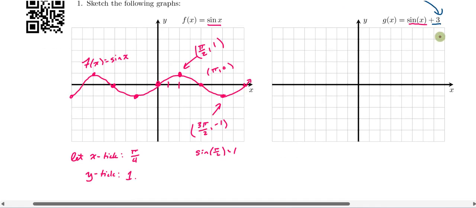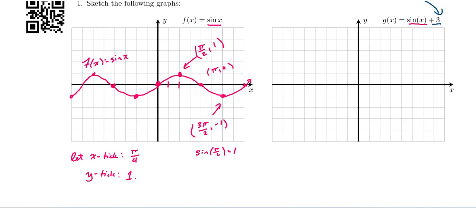Let's just check that. So, for example, let's go ahead and evaluate this function at pi over 2. So g of pi over 2 would be equal to the sine of pi over 2 plus 3. And we said before that the sine of pi over 2 we know to be 1. And then what do we do with that output from the sine function? We then add 3 units to it.